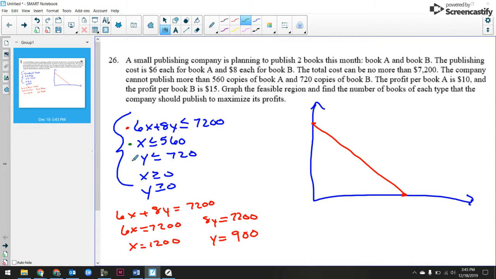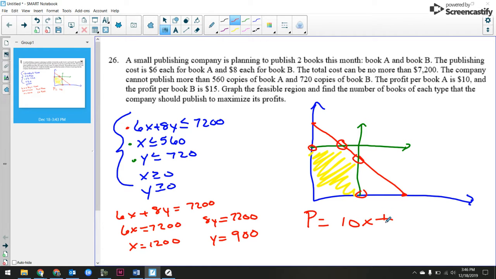Let's put these two in green. x is less than or equal to 560, somewhere in there, and y is less than or equal to 720, somewhere in there. Remember I'm shading all the way below, so my shaded region is all going to be in here. That means my intersection points are 1, 2, 3, 4. I've got to figure out what those are. Now my profit, the objective function, is 10x plus 15y.